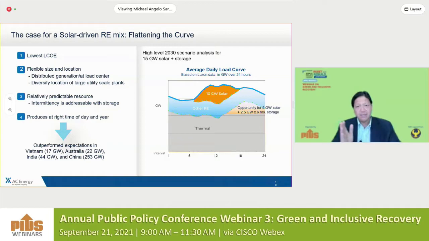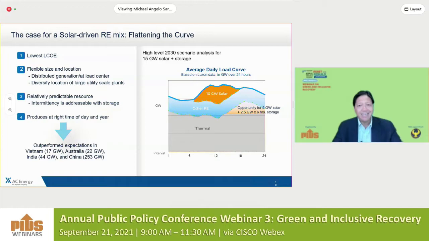So you will see in the 6 o'clock to 12 o'clock here, that light orange bar is when you release solar. So as a result, this light gray area here is the area that has to be supplied by thermal, particularly the coal and the gas plants. And you will see a relatively flat curve. And that's what we meant by flattening the curve, which is good for thermal because you don't want to be cycling a lot of your thermal plants, especially the coal plants. So again, this is an opportunity for the country to really address our supply challenges.